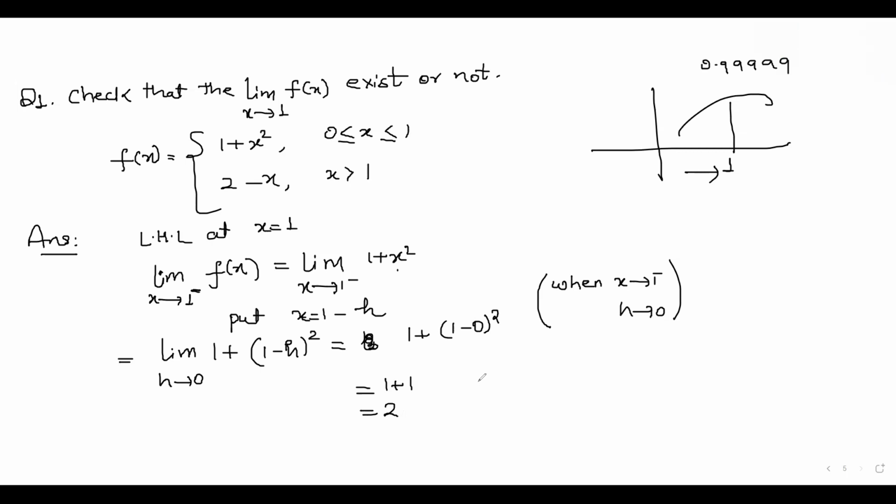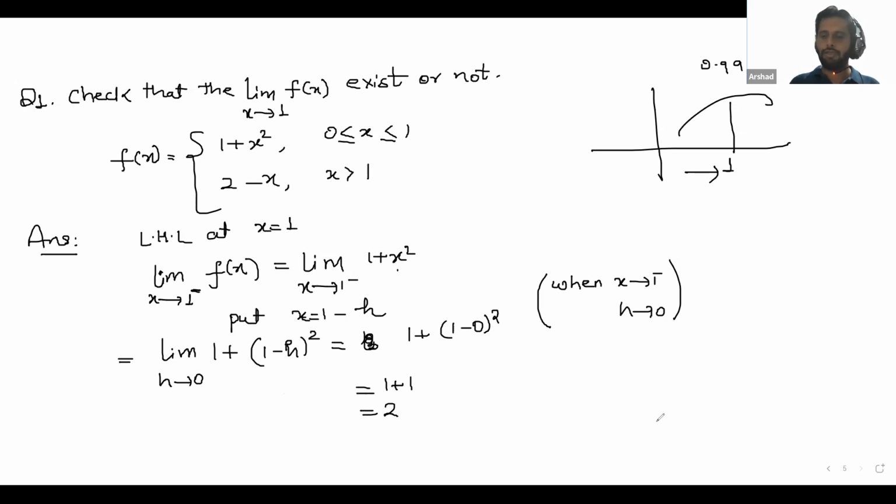Should we use only 1 minus h, or will it change in different situations? In LHL, we will always use minus h, and in this case, we have a limit of 1. That's why we have put 1 minus h. If the limit is 2, we will write 2 minus h. If the limit is 3, we will write 3 minus h. But in case of LHL, we will always write minus h. Okay, sir? Is it okay? Now we found out that the LHL is 2.